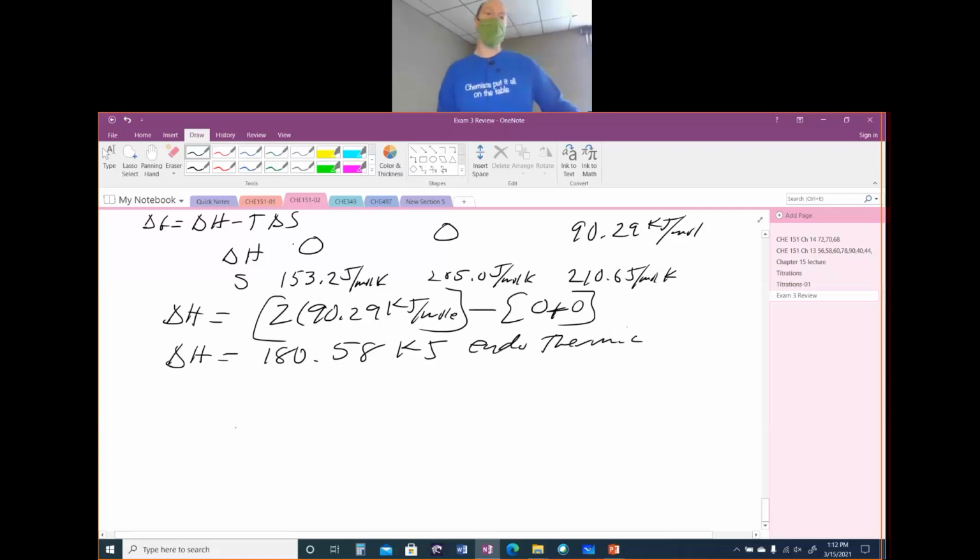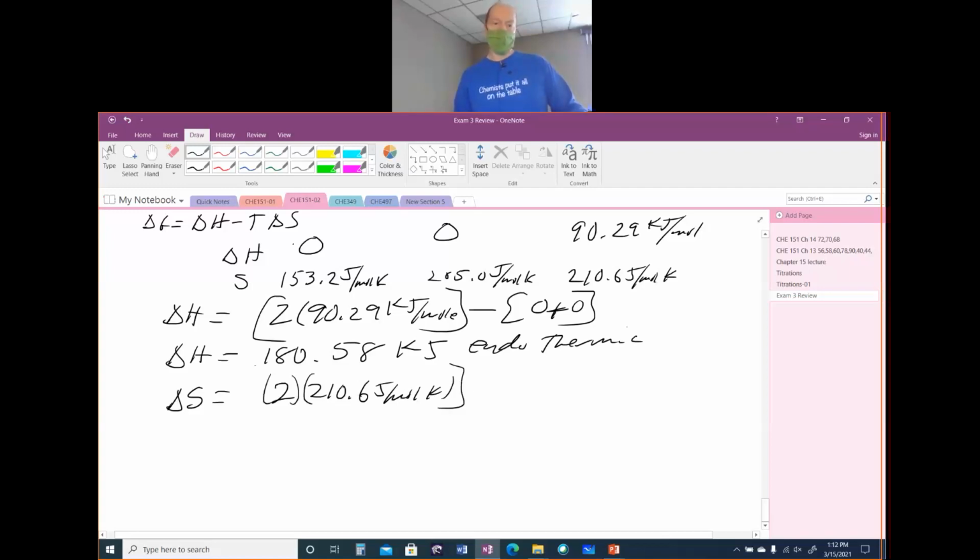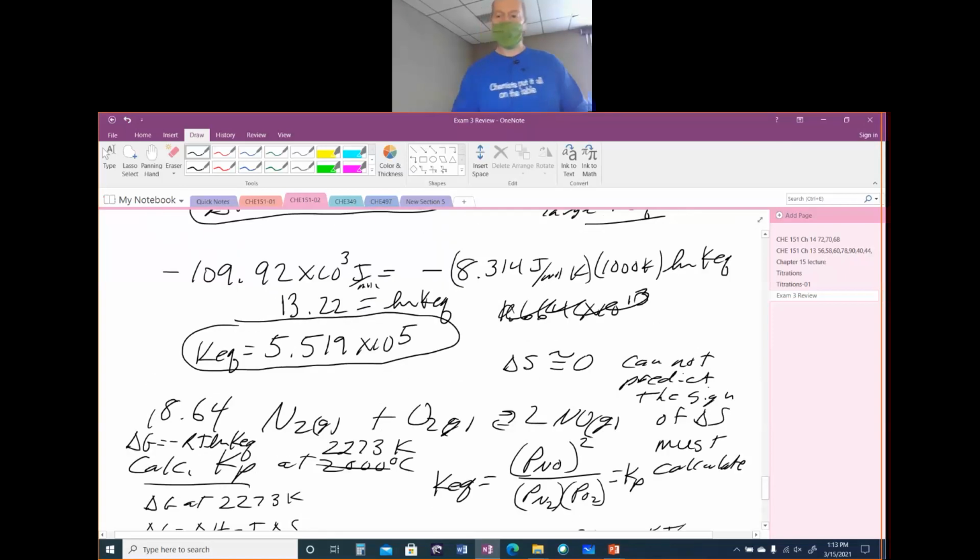All right, and so now we have to calculate our delta S. We could not predict it. We had 2 moles going to 2 moles of gas. So now we're going to calculate it. 2 times the 210.6 joules per mole Kelvin, that's your products, minus reactants, 153.2 joules per mole Kelvin and 205.0 joules per mole Kelvin. And both of those have 1 mole.